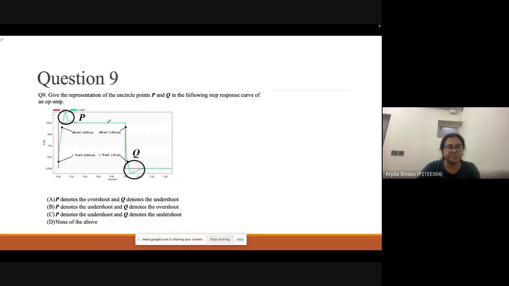So this is question number 9. Give the representation of the circled points P and Q in the following step response curve of an op-amp. So carefully see the diagram. Here P is denoting that portion, and Q is denoting that portion. So which option is the correct answer? First option is P denotes the overshoot and Q denotes the undershoot. Option B is P denotes the undershoot and Q denotes the overshoot. Option C is P denotes the undershoot and Q denotes the undershoot. And the last option is none of the above. So try to solve the question.